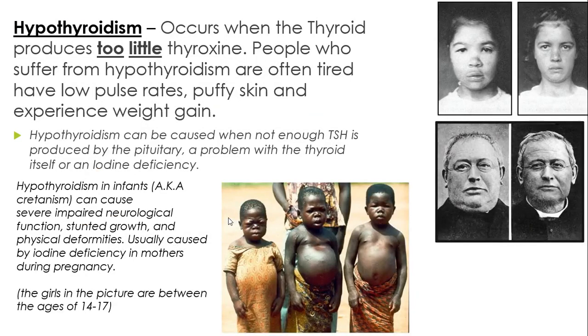Now, the opposite of hyper is hypo. Okay, hypo means under. Hypothyroidism is the underproduction of thyroxine. So the symptoms are kind of the opposite of hyperthyroidism, right? Weight gain, lethargy. Lethargy means like you're kind of sleepy and tired, and heart rate would be low, puffy skin. So this is an underproduction of thyroxine.